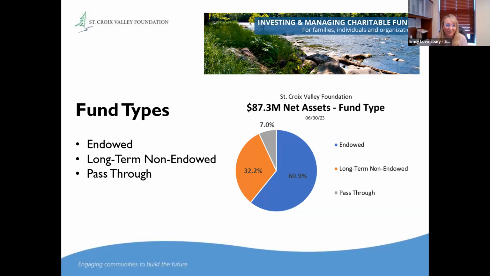Also, as you'll hear throughout discussions and presentations, we emphasize permanent funds. So while we do have funds that aren't endowed, the history of community foundations is really built and rooted in endowment funds.